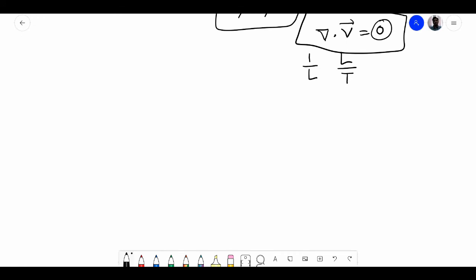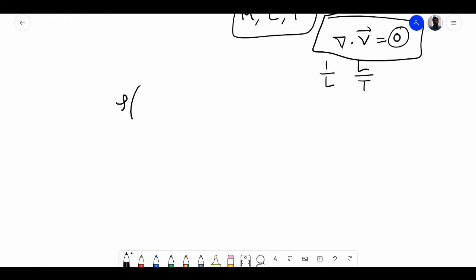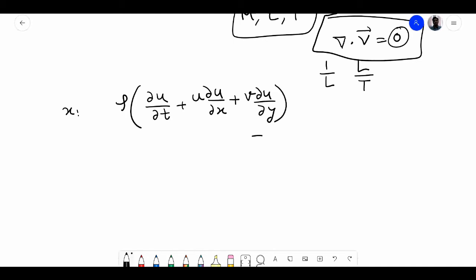Similarly, if we write Navier-Stokes equations, rho, let's say for the x direction, dou u by dou t plus u dou u by dou x plus v dou u by dou y equal to minus dou p by dou x plus mu times del square u, dou 2u by dou x square plus dou 2u by dou y square.